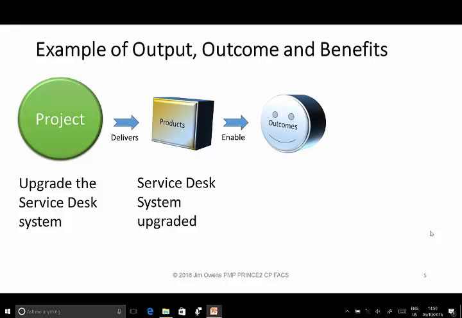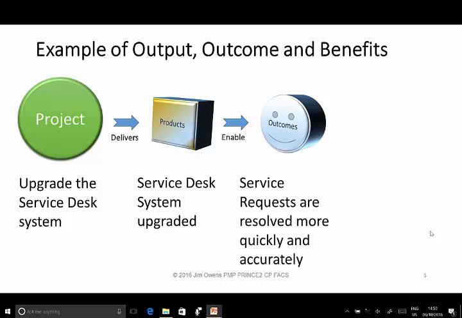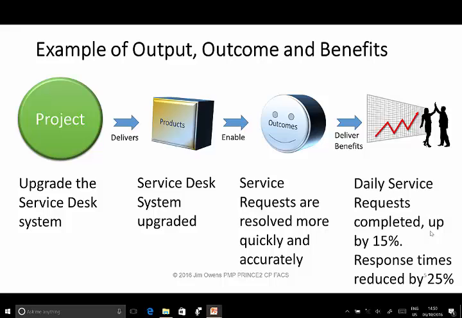So, when people start using the product, the upgraded service desk system in this case, the product delivers outcomes. And those outcomes may be service requests are resolved more quickly and accurately. And those outcomes will produce benefits, which could be daily service requests completed up by 15%, response times reduced by 25%. Now we know what projects are and what they produce.